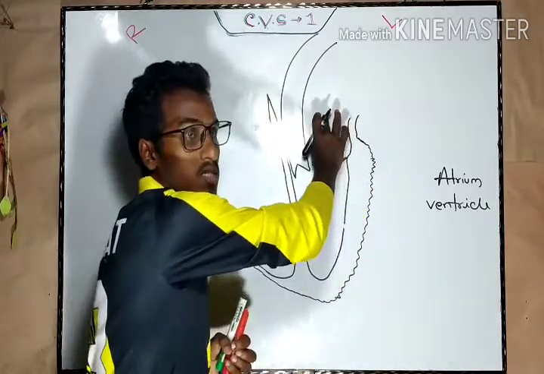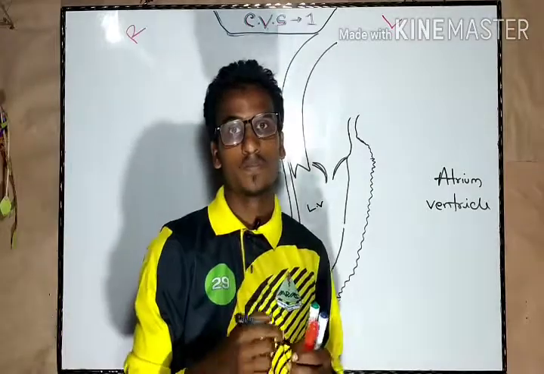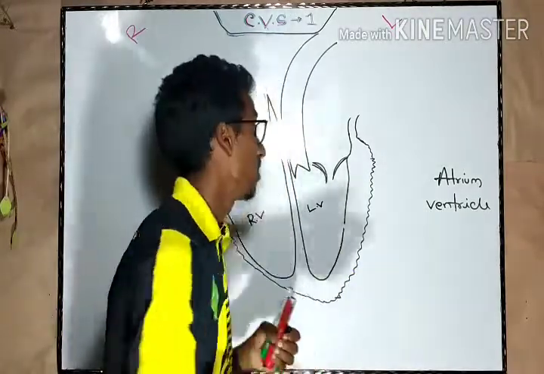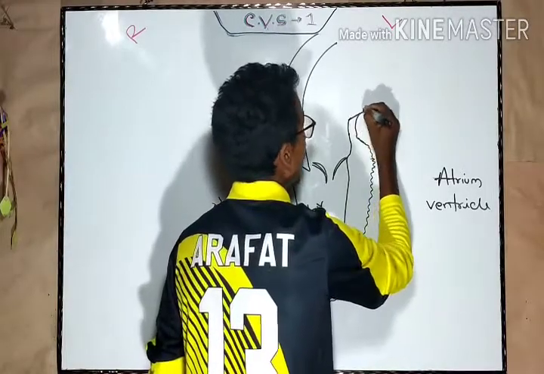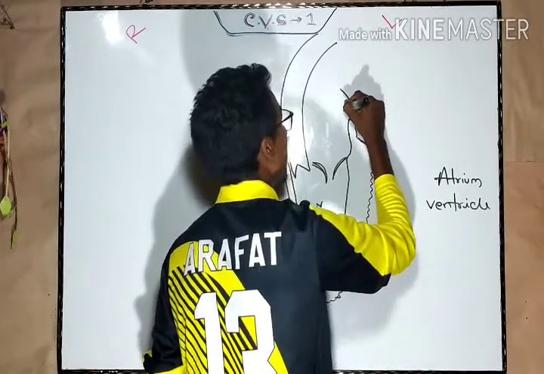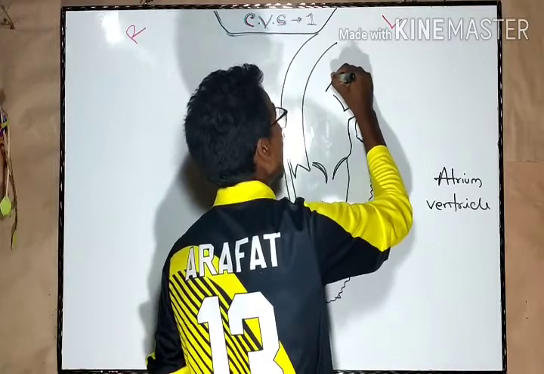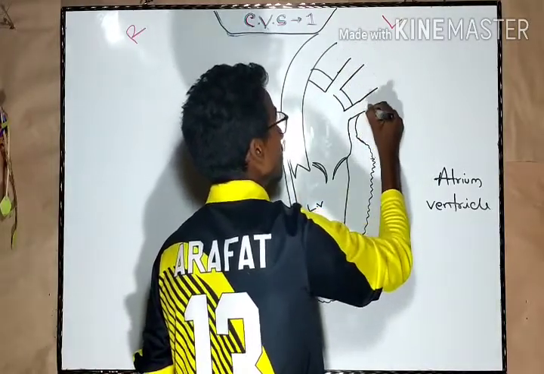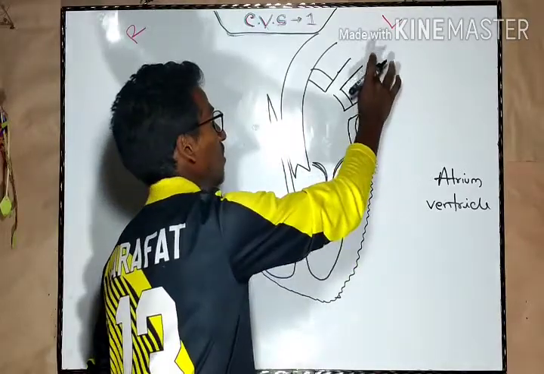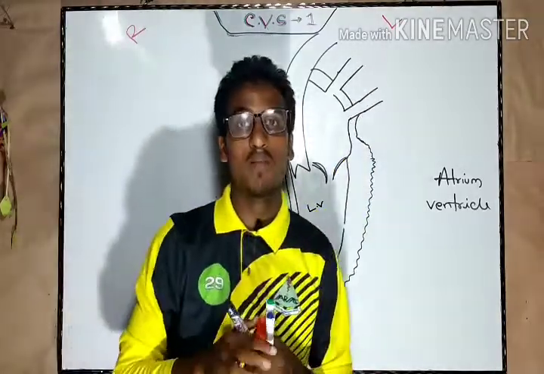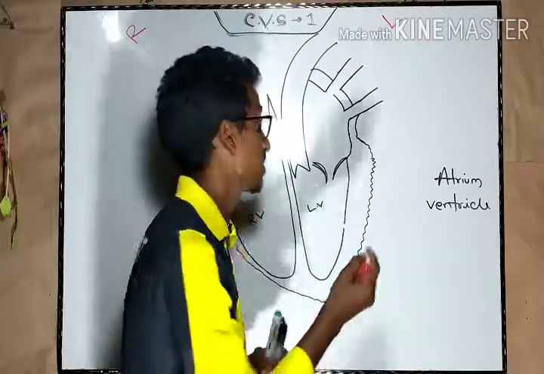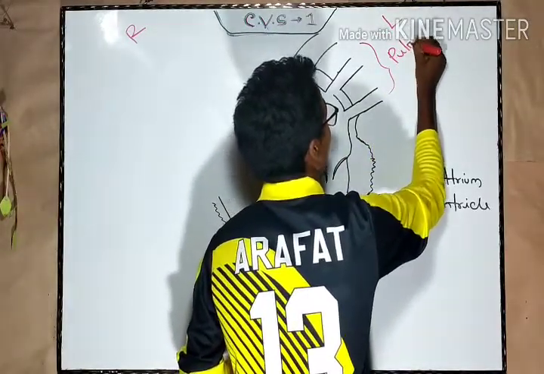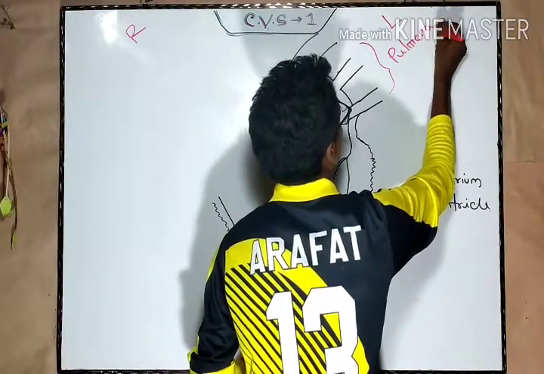In the upper chambers, 4 blood vessels are drained. That means 4 blood vessels, 2 are prominent here and 2 are indirectly. Here are the blood vessels. These vessels are called the pulmonary veins.